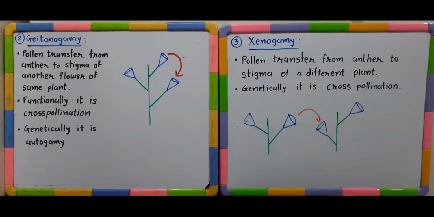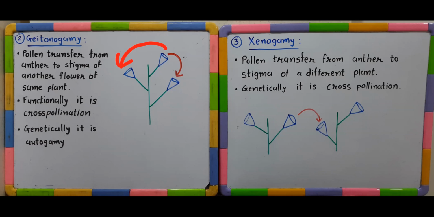The second option available for pollination is geitonogamy. Look at this one. Pollination is taking place between two different flowers of the same plant. Pollen is transferred from the anther to the stigma of another flower of the same plant. See, functionally, it is a cross-pollination. It's a pollination taking place between two different flowers. It will require pollinators. So it's a kind of cross-pollination. But genetically, if you see, then it is still autogamy.